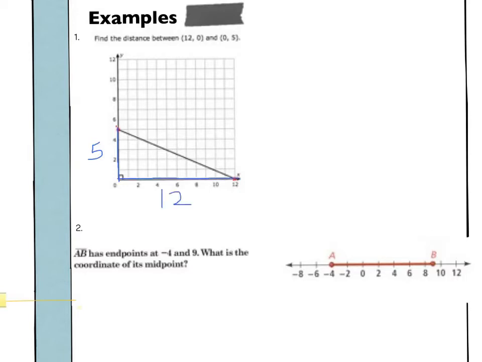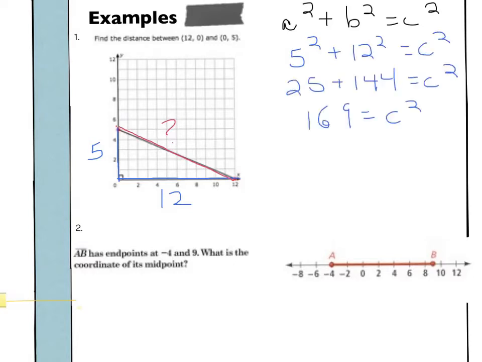Then I'm going to use the Pythagorean theorem to figure out that other side, the hypotenuse I don't know, which turns out to be my missing side. I'm going to plug in what I know. The two legs I know, so I've got 5 squared plus 12 squared equals c squared. I want to simplify it, so 169 equals c squared, and I want to take the square root of both sides. If I do that, I'm going to end up with c equals the square root of 169, which is 13. So that means the shortest distance between the 2 points is 13.